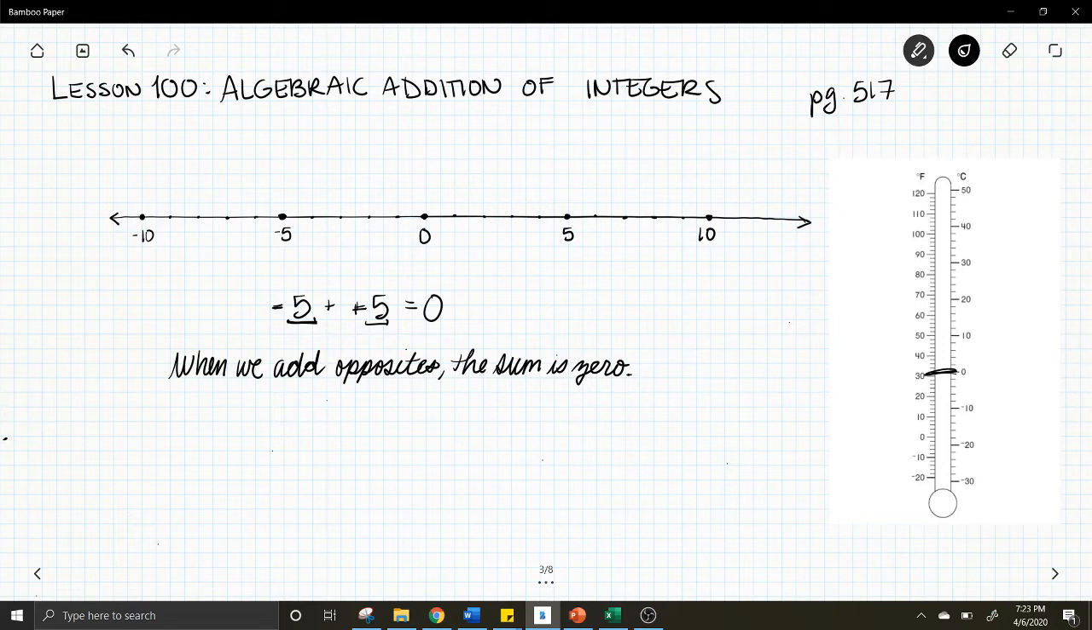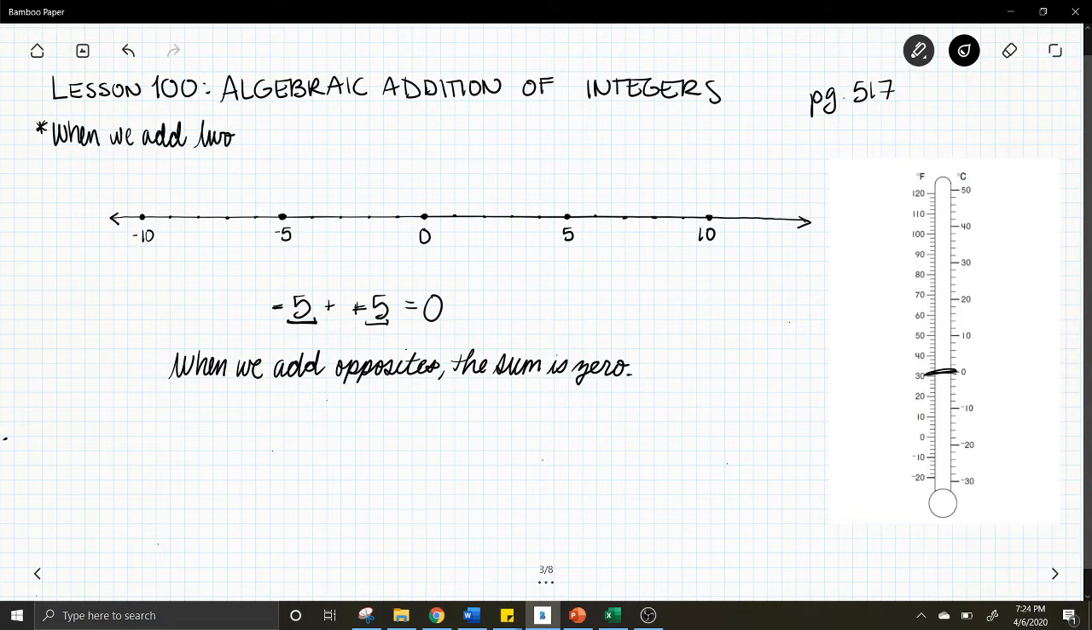And if you want me to write down what I said on the other page, when we add two negatives, the sum is negative. I'll write that up here just so we can stay on the same page. When we add two negatives, the sum is negative. All right, great job. So we've got those two facts so far.